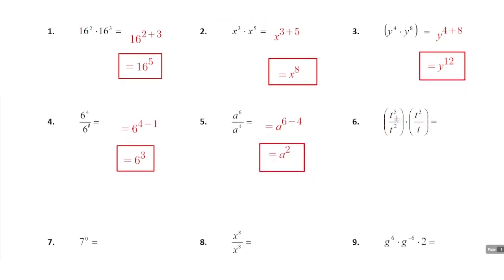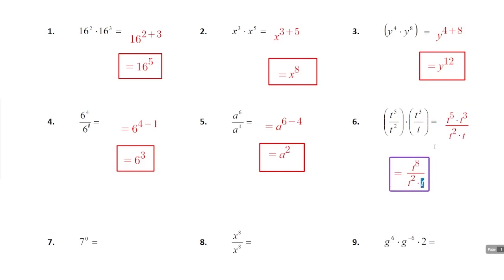Number 6, I'm going to start by multiplying these first. So we're actually going to end up using two properties. First, the product property, so we'll add the exponents, and then we'll use the division property and subtract the exponents. So first I'll multiply these together. That gives me t to the 5th times t cubed all over t squared times t. Here we're going to add these exponents together. So t to the 5th times t to the 3rd is going to be t to the 8th.